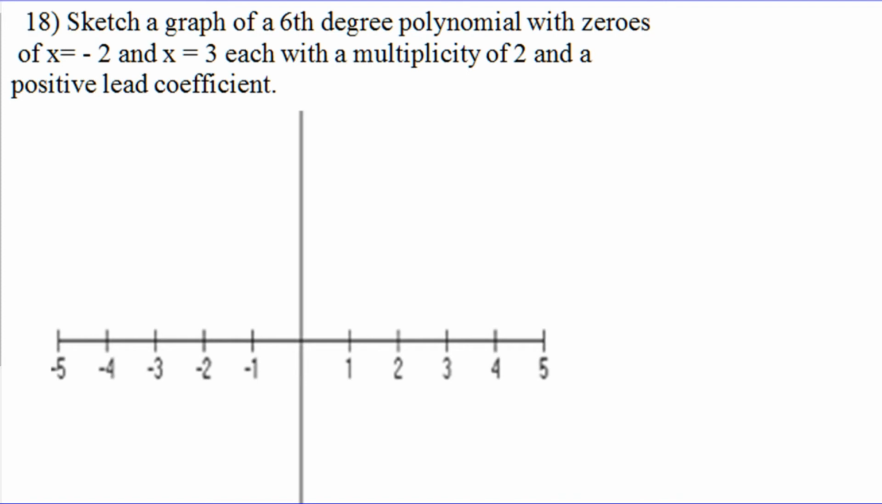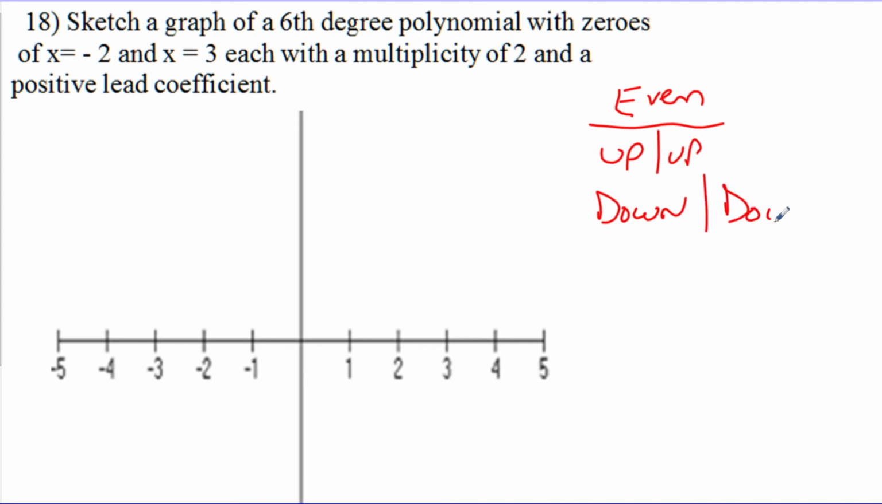Okay, problem 18 is very similar to problem 17, but it's asking us to draw the sketch. So they're saying a 6th degree polynomial. Okay, so 6th degree is even, and even polynomials are either up, up, or down, down. They're traveling in the same direction. Up, up is a positive leading coefficient. Down, down is a negative leading coefficient. So we're not going to use down, down. Down, down is for negative lead coefficients. So we know that our graph needs to be going up and up on both sides of the graph.